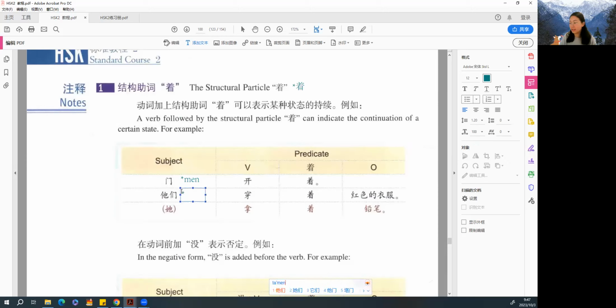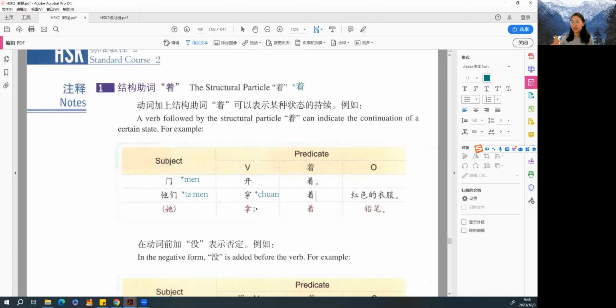The second example, 他们穿着红色的衣服。他们, they, right? 他们穿着, that is the verb 穿, which means to wear, to put on some clothes. 穿着, with 着 together, means those people are wearing red clothes. It's on them. 红色, red. 红色的衣服 is the red clothes.